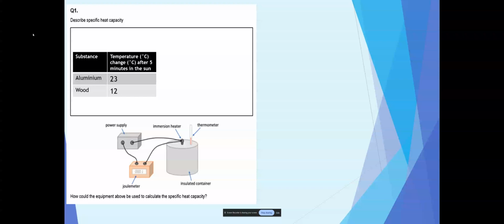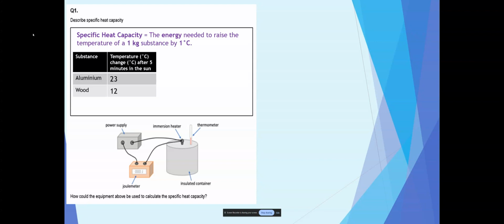Right, so here's a quick clip on the required practical for specific heat capacity. So I'm just going to go a quick run through what specific heat capacity is. Specific heat capacity is the energy needed to raise the temperature of 1 kilogram of a substance by 1 degree C. So we can raise the temperature of any substance in multiple ways.